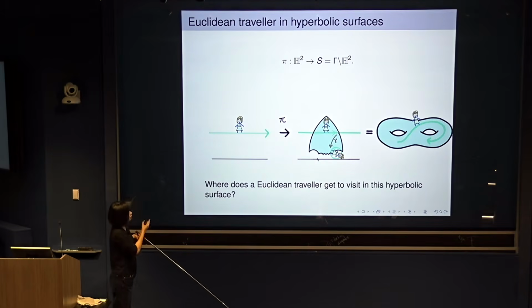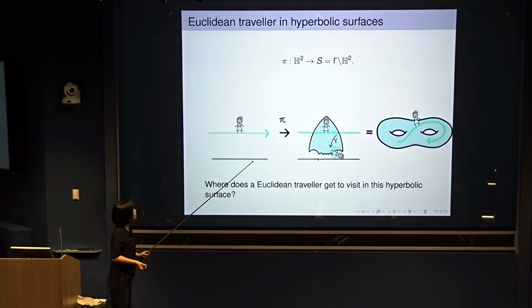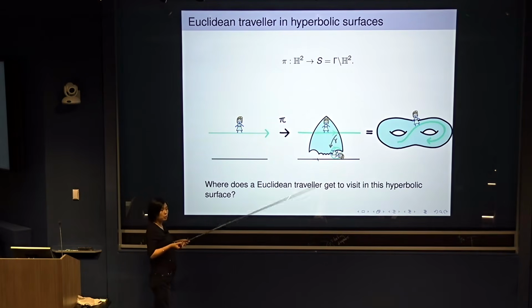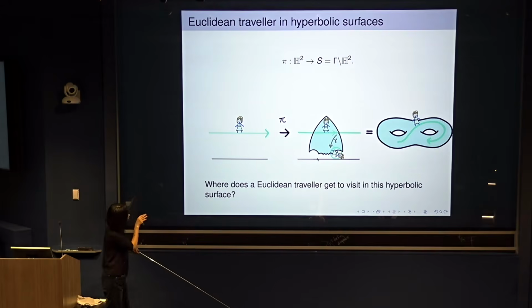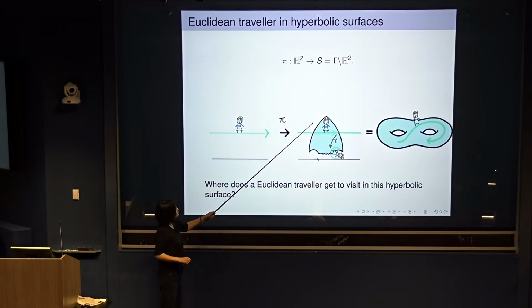Okay, so where does the Euclidean traveler now get to visit in this hyperbolic surface? So if she travels along a Euclidean line, which places does she get to see? So now let's think about the fundamental domain, again, for this regular octagon. But I'm going to now think of this picture in the upper half space model. So this is my quotient map, and this is my fundamental domain for the regular octagon in the upper half space model.